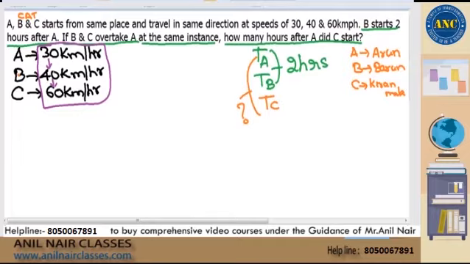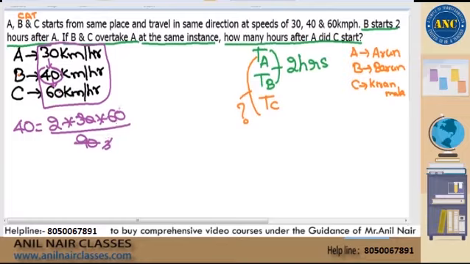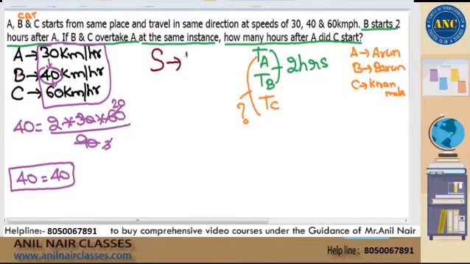If they are not in arithmetic progression, check whether they are in harmonic progression. If so, the middle value 40 is given by 2 into A into C divided by A plus C, that is 2 into 30 into 60 divided by 30 plus 60. 30 plus 60 is 90. If I simplify, this is 3 times, this is 20 times. 2 into 20 is 40. So 40 is equal to 40. Left hand side is equal to right hand side. That means the speeds are in harmonic progression.